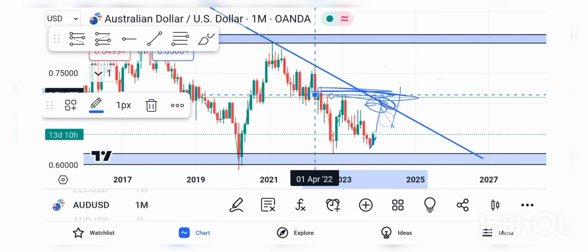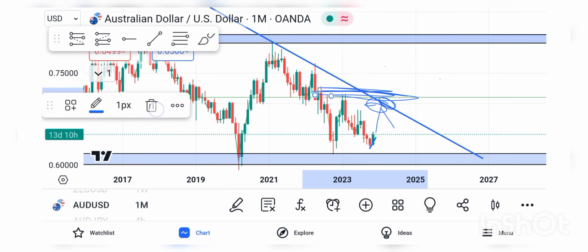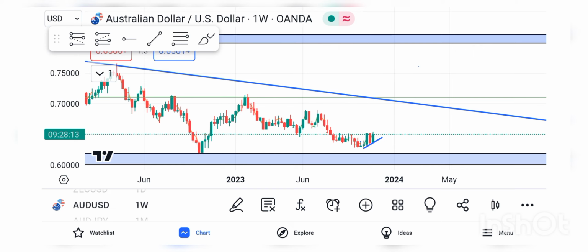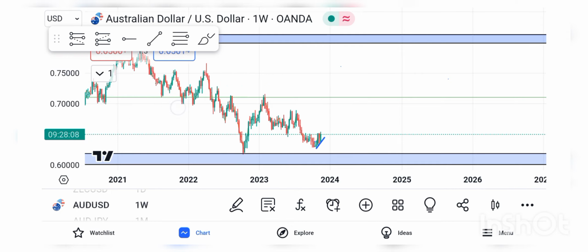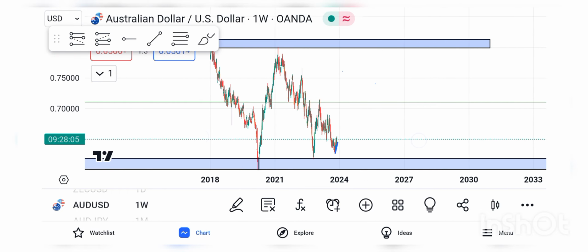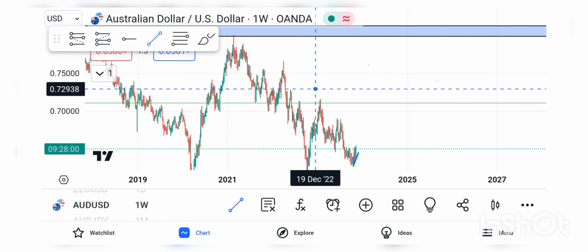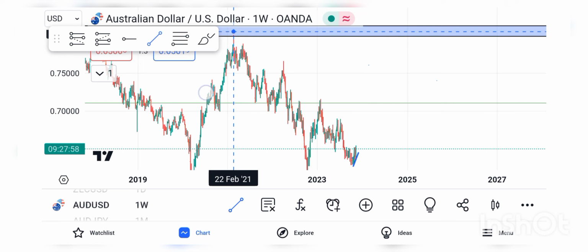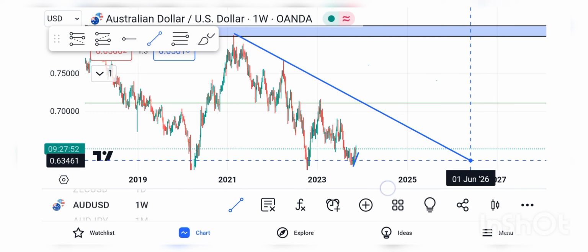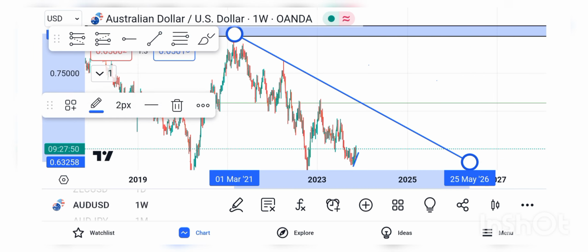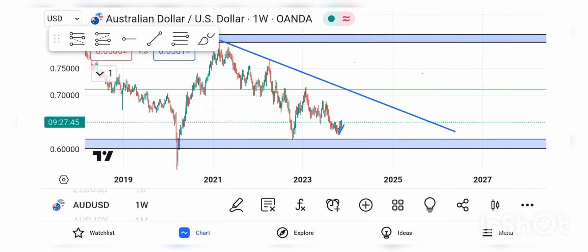Okay, so now let's go to the weekly time frame and see what we find. All right, guys. So the weekly time frame. Let's get rid of this from the monthly. The weekly time frame already is in a downtrend as well. We take our trend line from this level down to this level. So it's in a really beautiful downtrend.